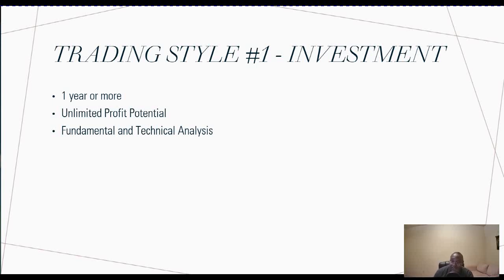You get all of this information, and then it gives you an educated decision in knowing which company to invest in for the long haul and which ones you don't. Nowadays, most people do a combination of technical analysis and fundamental analysis when it comes to investment trading. But at one point, it used to be just fundamental analysis.